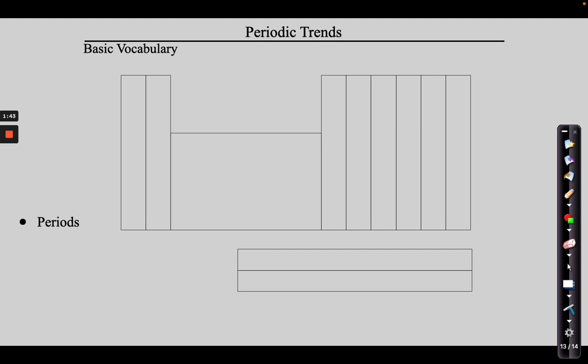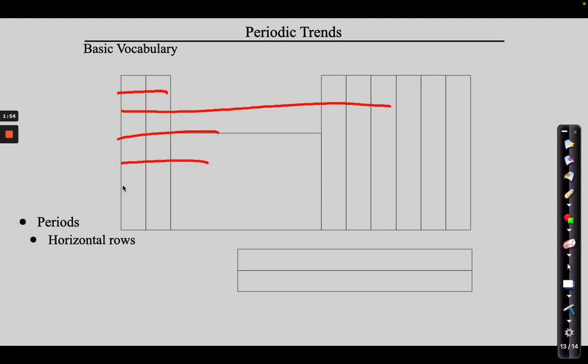The first thing are periods. Periods are the horizontal rows on our periodic table. So those are the ones that go across like this, right? Horizontal rows this way. Okay. How many are there? There are 7, right?